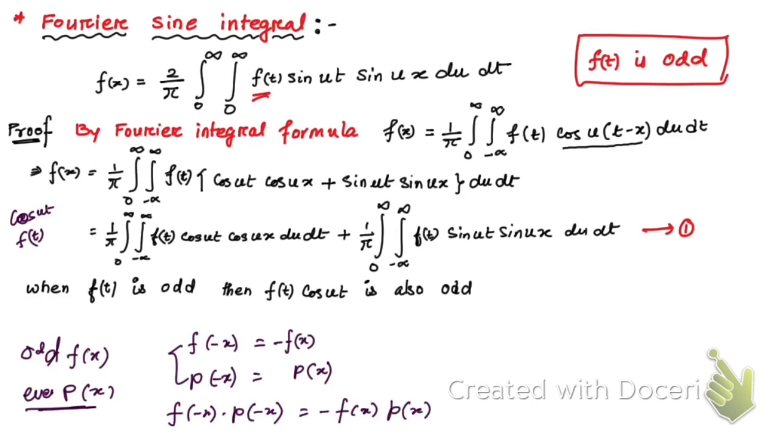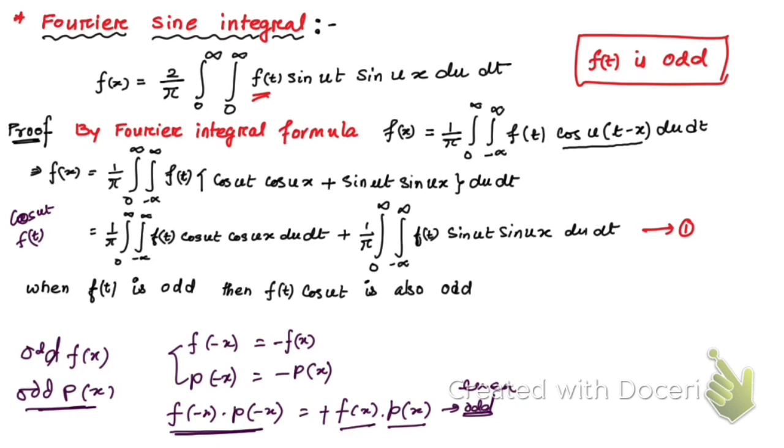So here you see, as this product is minus f of x into p of x, that's why it is odd, right? So to be even, this must be positive, right? Similarly, when you have both odd functions, if this is odd, then p of minus x is going to be equal to minus p of x. In that case, this product is going to be positive and this is going to be even, right? So hope you have understood this.